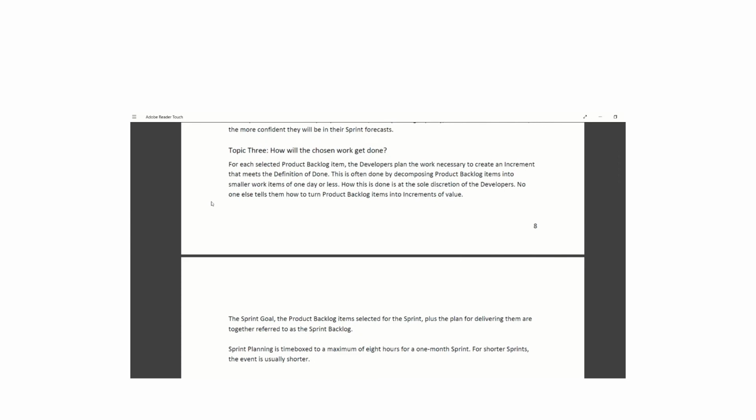The sprint goal, the product backlog items selected for the sprint, plus the plan for delivering them are together referred to as the sprint backlog.